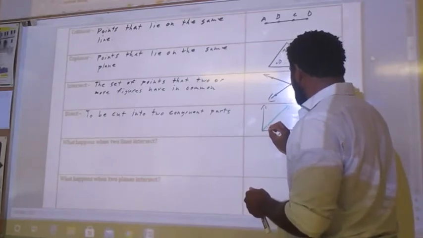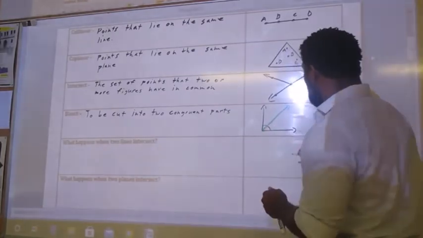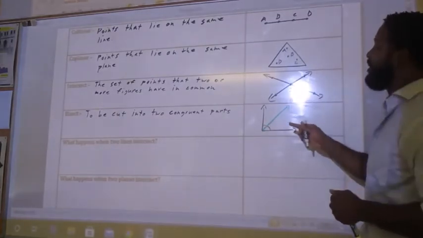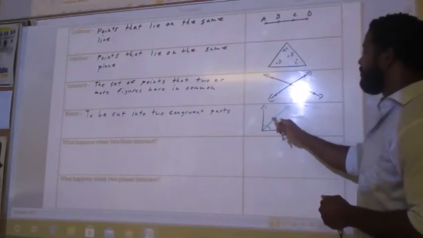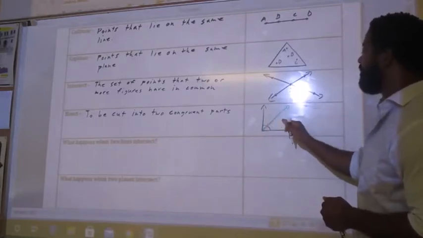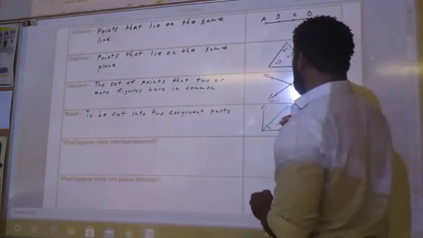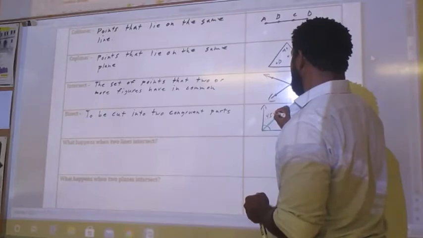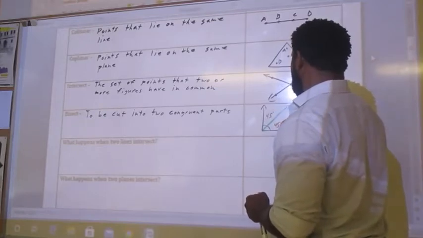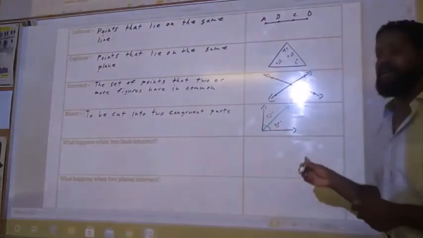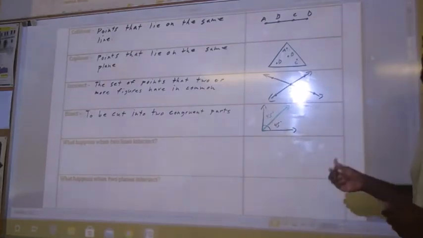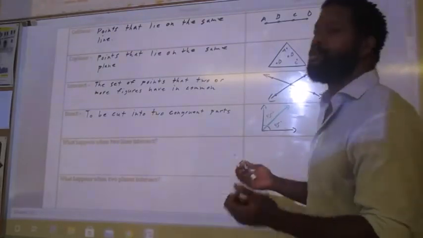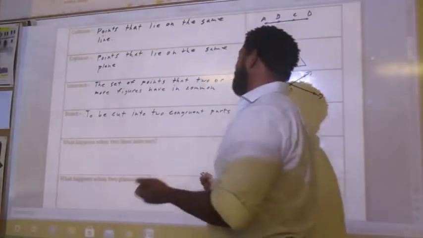Whenever you see these little arcs right here, that is stating that this angle right here is congruent with this angle right here. So therefore, with this being 90 degrees, this will be 45 degrees, and this will be 45 degrees, okay? They are cut into two equal parts. It's not 60-30, all right? They are equal. Congruent. They are cut into two congruent parts.